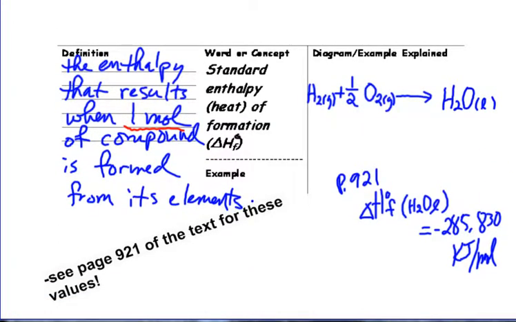And lastly, standard enthalpy of formation. The enthalpy that results when 1 mole of compound is formed from its elements. So for example, water is formed from hydrogen and oxygen. And if we look at that handout sheet that I gave you, it gives you the value associated with that. Okay, so there you have it. That is the end of booklet 16.4.